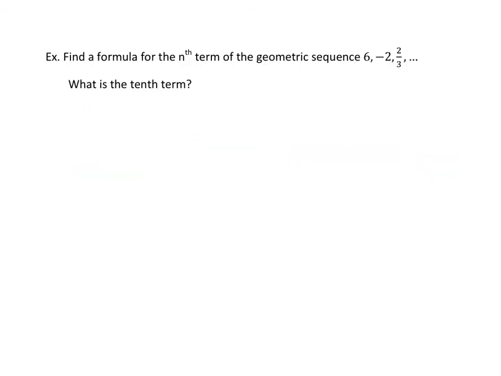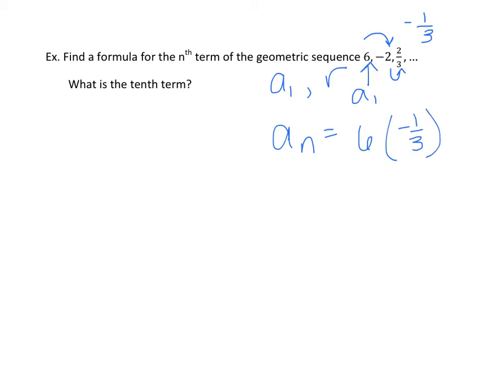Find the formula for the nth term of the geometric sequence. Okay, in order to write a pattern or a formula, we have to know the first term and we have to know r. Well, I know my first term is 6. What am I multiplying by to get to negative 2? How about negative 1/3? Does that seem to work on the second term? Yes. Formula: first term times r to the n minus 1. Remember, leave your n's in there if you're looking for a formula.